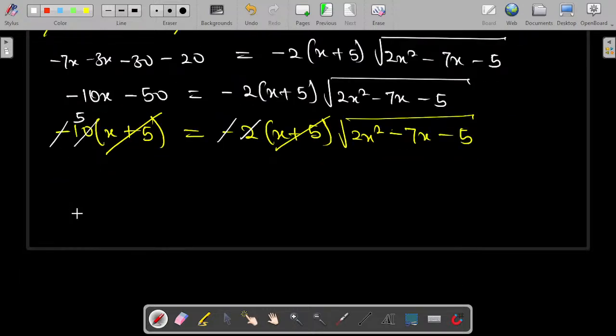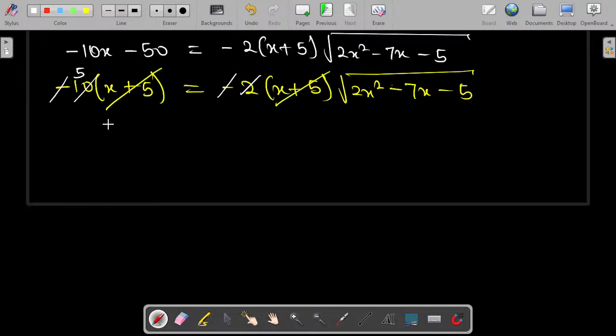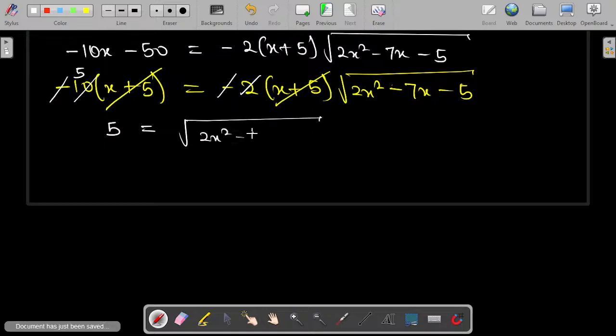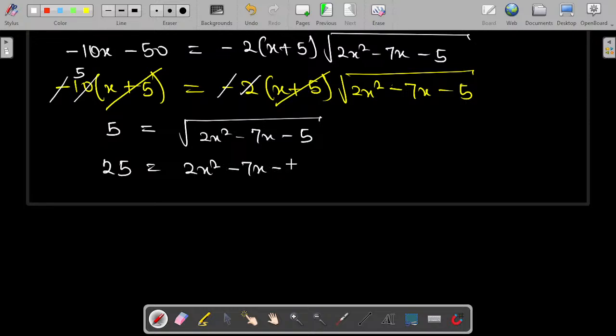Wow. And you are almost done. So only 5 is left on the left hand side, and on the right hand side you have only the square root, which is amazing. That's exactly what we wanted. And why is it so? Because that can help us clear the square root to the left hand side, and if it becomes square, the square of 5 is 25, which is equal to 2x squared minus 5x minus 5.